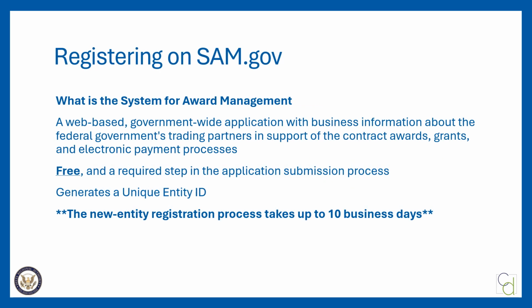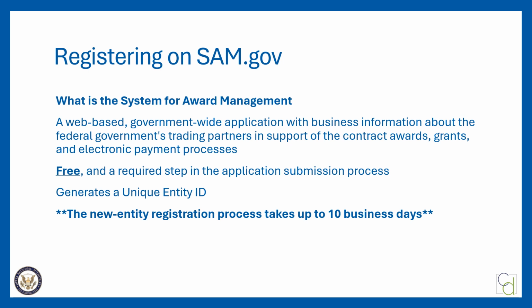SAM.gov, or the System for Award Management, is a web-based government-wide application that includes business information about the federal government's trading partners in support of contract awards, grants, and electronic payments. Registration is free, and it is also required for application submission. You may see ads or get emails from groups claiming to help you for a fee. Just note that it does not cost anything to register on SAM.gov nor to renew your registration.